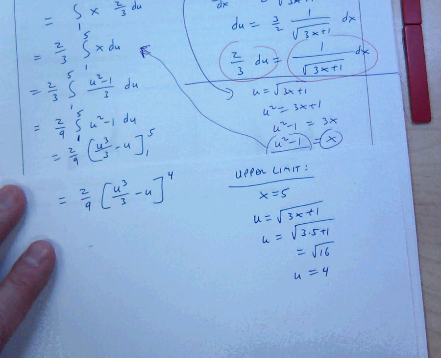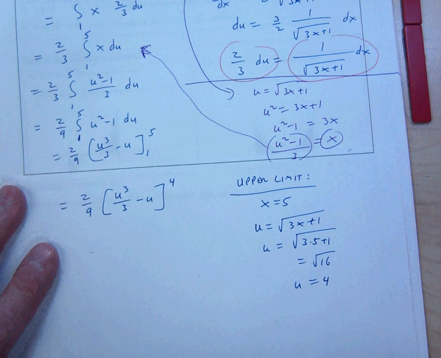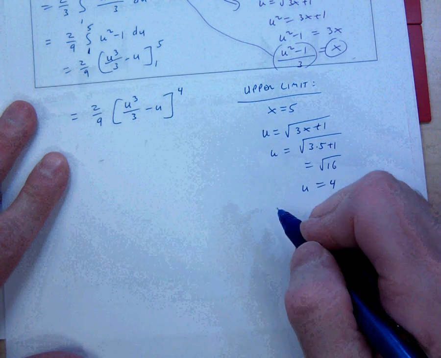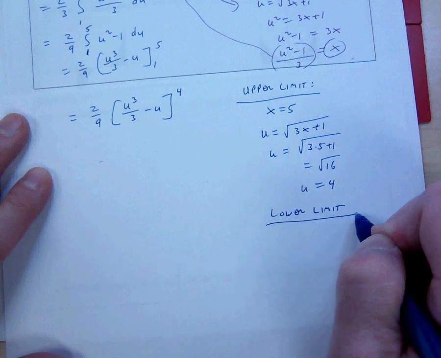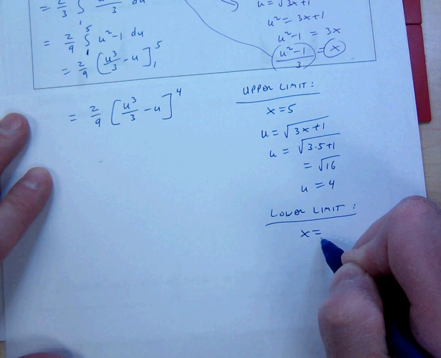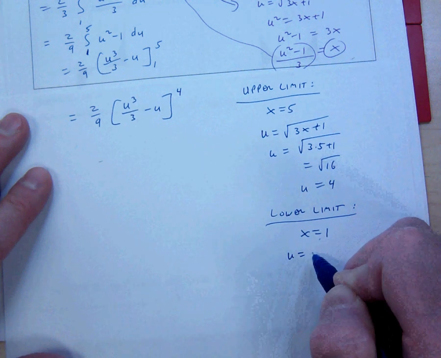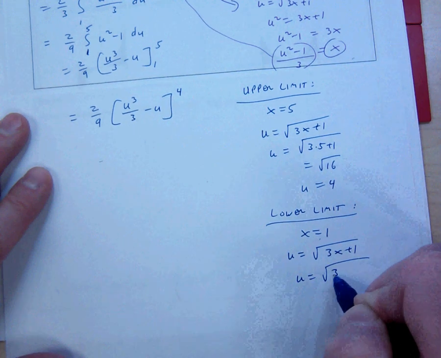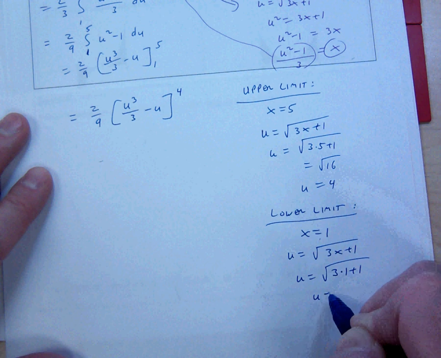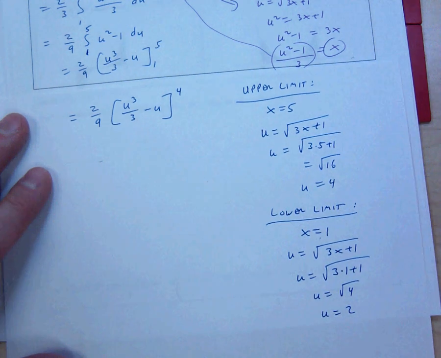Okay. Anybody agree? That's my new upper limit. And then my lower limit, which was what? What was my old lower limit? What was it? Come on, guys. 1. And so using the formula u equals 3x plus 1, I'm going to put in the 1 there. And what do you get? Square root of 4, which is what? 2. Okay, so that becomes my new lower limit.